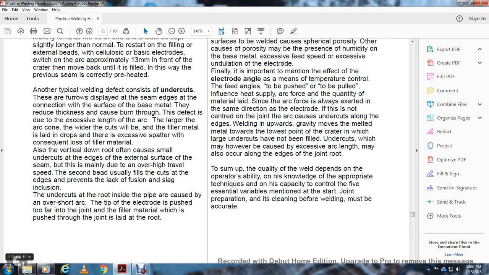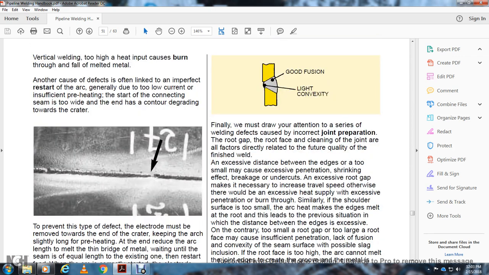of the edge of the external surface of the seam is mainly due to overly high travel speed. The second bead usually fits in with the cuts as the edge prevents lack of fusion and fluid slag inclusion. The undercuts of the root inside of the pipe are caused by the overhead short arc with the type of electrode pushing the filler metal too far, which is the push for the joint laid at the root. It shows good fusion and light convexity.